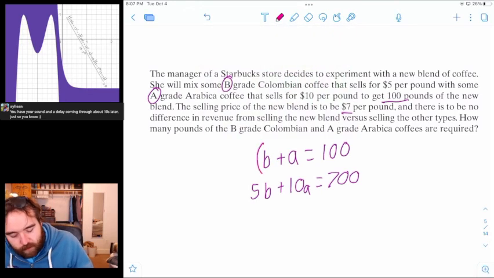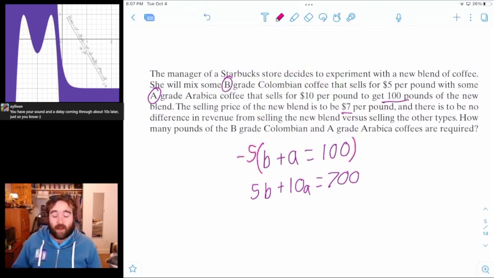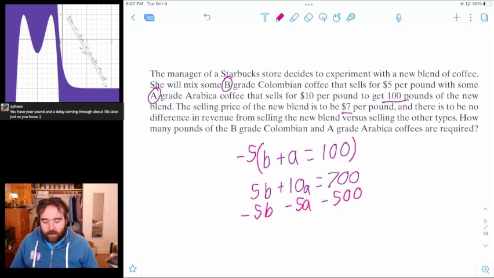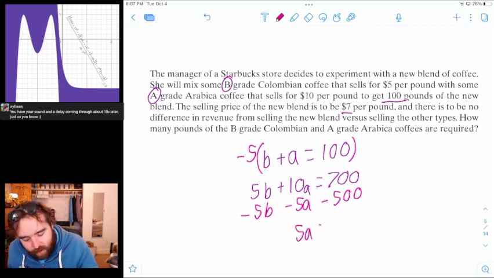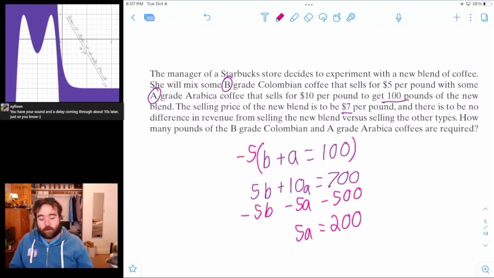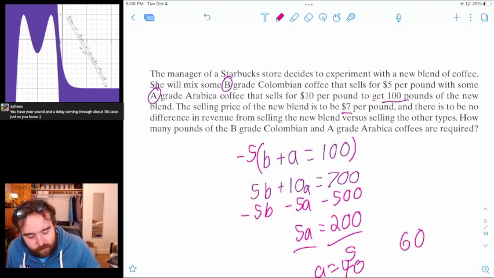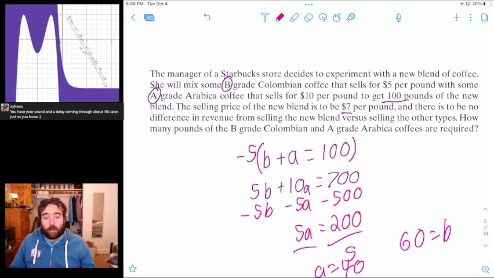Well, the best way to do that is, I'd say, to divide the top equation by -5. Because then the top equation becomes -5b minus 5a equals -500. And now when you add those equations together, you end up with 5a equals 200. Dividing both sides by 5, you get that a equals 40. So we're going to use 40 pounds of the grade A coffee, which means we have to use 60 pounds of the grade B coffee.